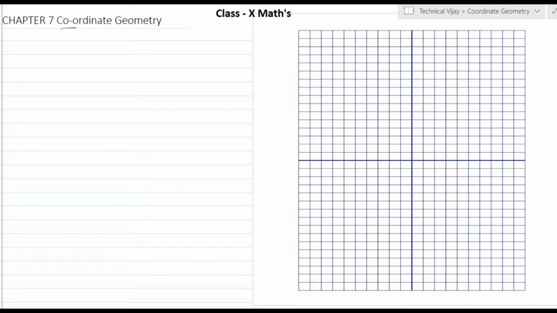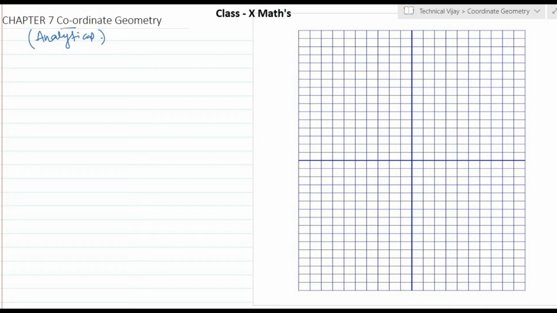So analytical geometry or coordinate geometry, one and the same. We are concentrating in this class 10th only on this category. Don't worry, all those 6 categories will be studied in higher classes. So in this class we are only concentrating on coordinate geometry, that is analytical geometry.